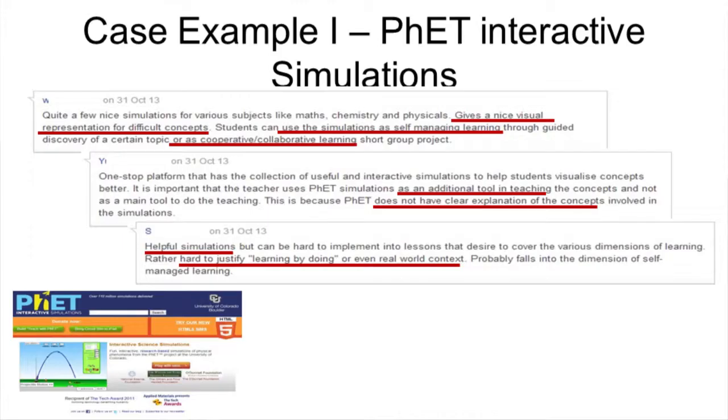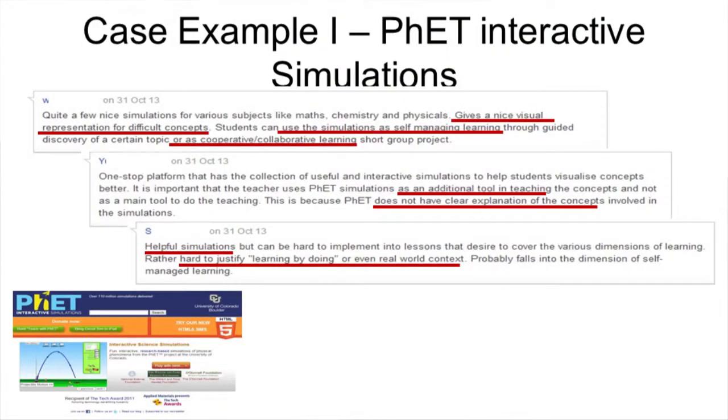A lot of these difficult science concepts are often abstract in nature, so some of these simulations do a pretty good job of visually representing these concepts to aid understanding. The student went on to say you could use the simulations for self-managed learning. In this case, they are referencing the theory of self-directed learning, that when students are given the resource, they could manage the learning process themselves. The student even recommended that you could also use it as part of a cooperative or collaborative learning setting.